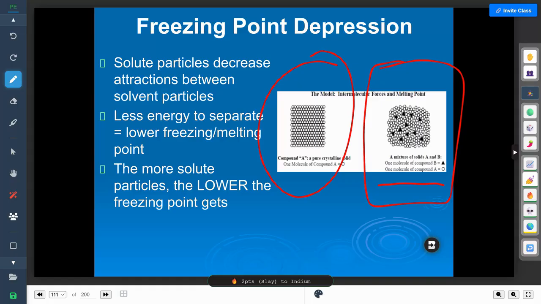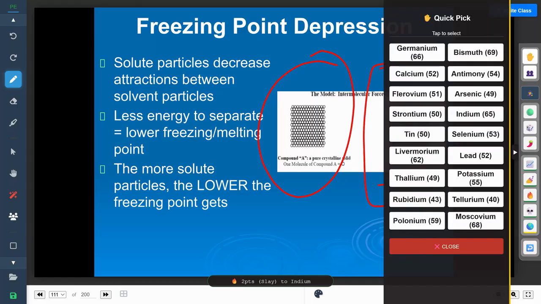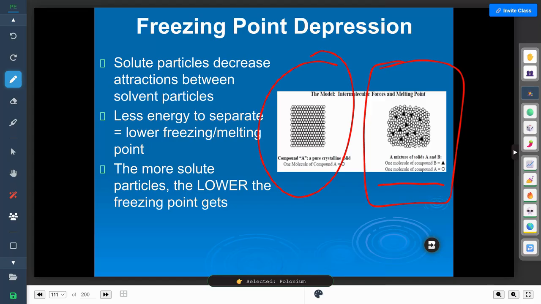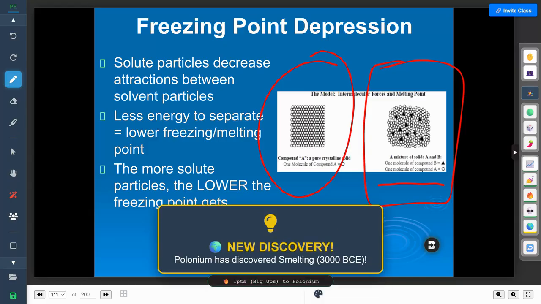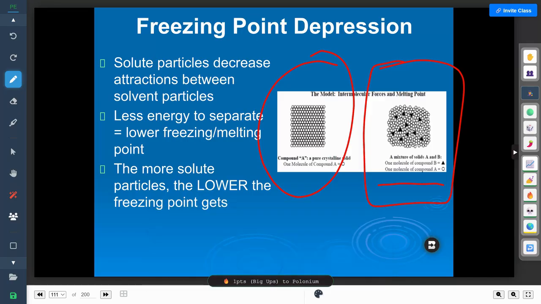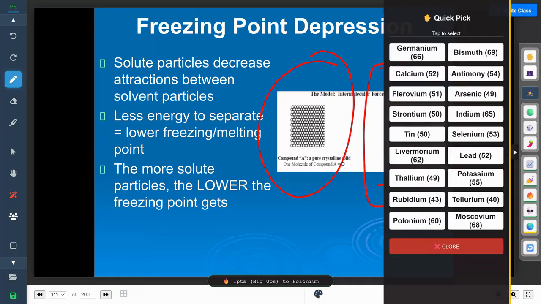Let's see if polonium can help us understand what is melting the ice then. I think the salt turns the compound from compound A to compound B, which lowers the freezing and melting point. And the outside temperatures would just melt it. Okay. Good guess. I'm going to say, congratulations on discovering smelting, by the way. I'm going to say no, though, on that guess. Why don't you pass that to Moscovium, and let's see what Moscovium has to say.